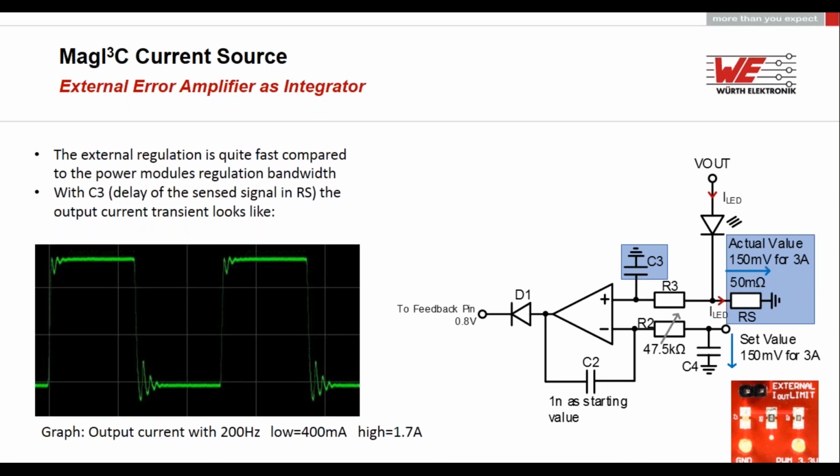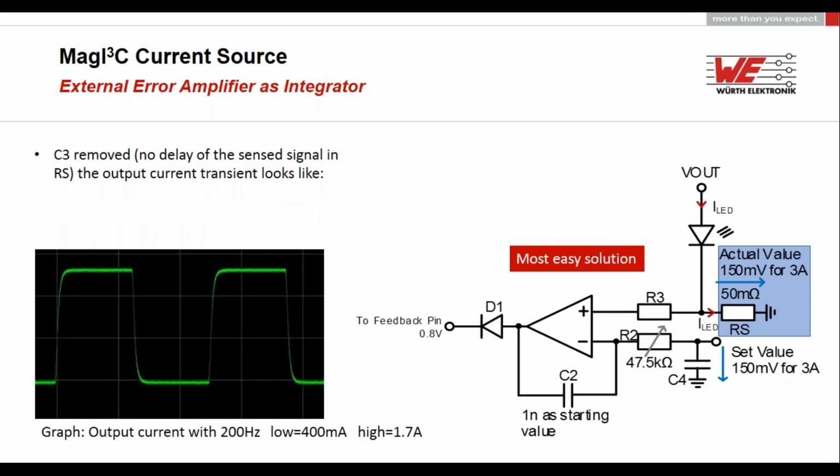So if we remove the capacitor C3 and do not delay the signal anymore, the graph looks like this. And this looks quite good. This is the easiest solution to perform current regulation.